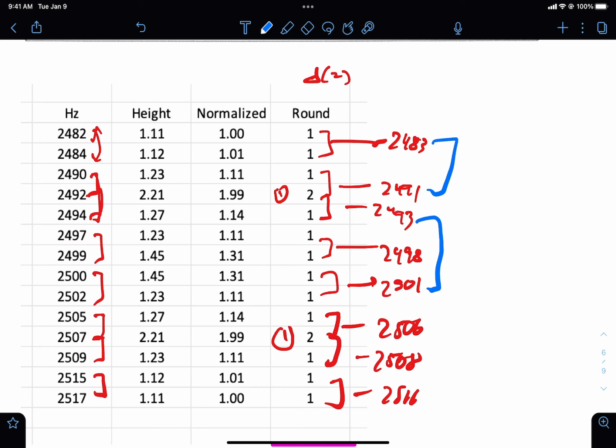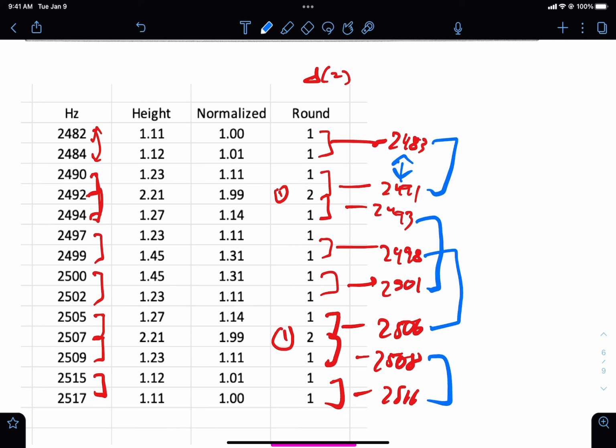Well, what about this 2498? 2498 to 2506 is 8. Okay. Right, 2501 to 2506 is not, that's 5. 2506 to 2508 is 2, that's not 8. But 2508 to 2516, that is 8. Okay. So we have 4 doublets here that are separated by 8. Again, we knew to look for 8 because the first pair was separated by 8.